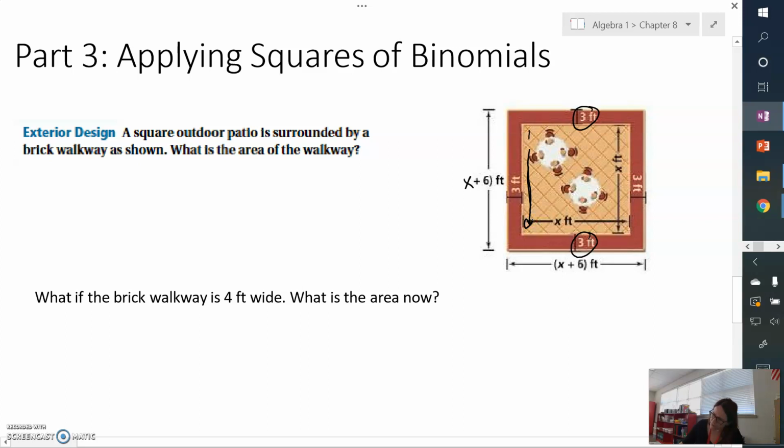So the length of the side of the big square is x plus 6. I know that the area of a square is the side squared, so I'm just going to square that x plus 6. So I get x plus 6 squared. Because I only want the brick walkway, I'm going to subtract out the patio, and the patio is just x on the side, so I'm going to subtract out x squared.